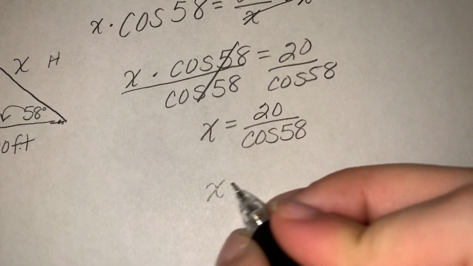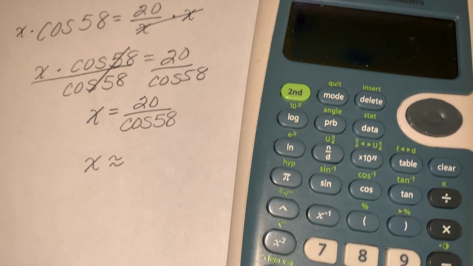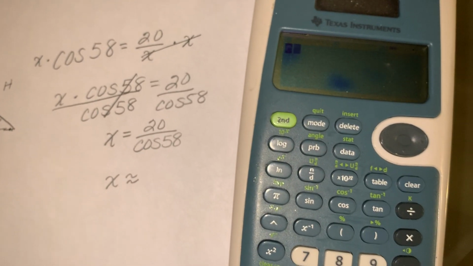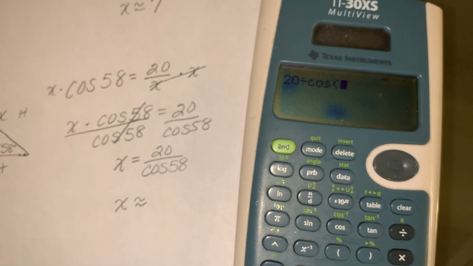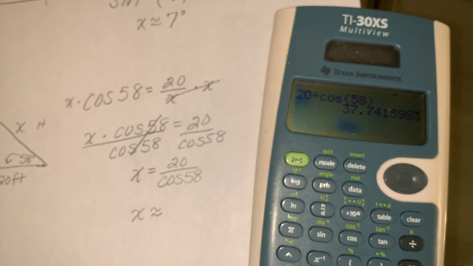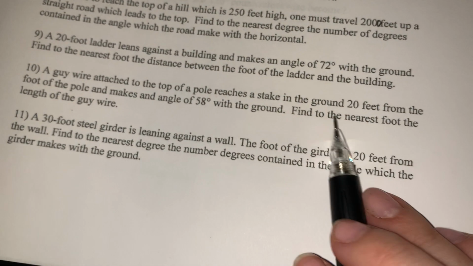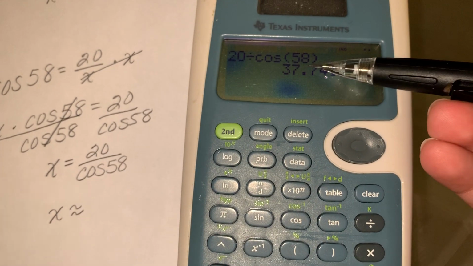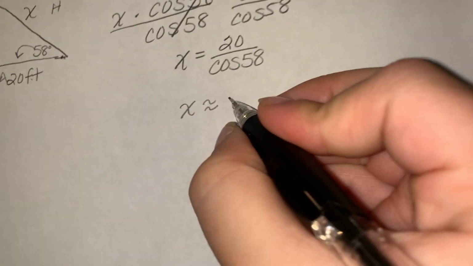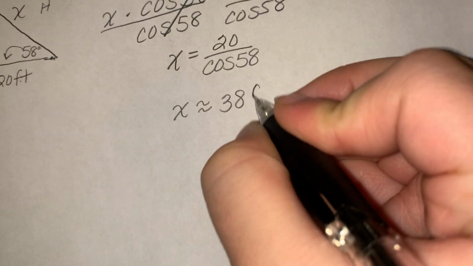I use my handy dandy calculator to type it out. So 20 divided by the cosine of 58. And I get 37.7. Let me see what the directions tell me to do. Find to the nearest foot. So this needs to be to the nearest whole number. This is about 38 feet.